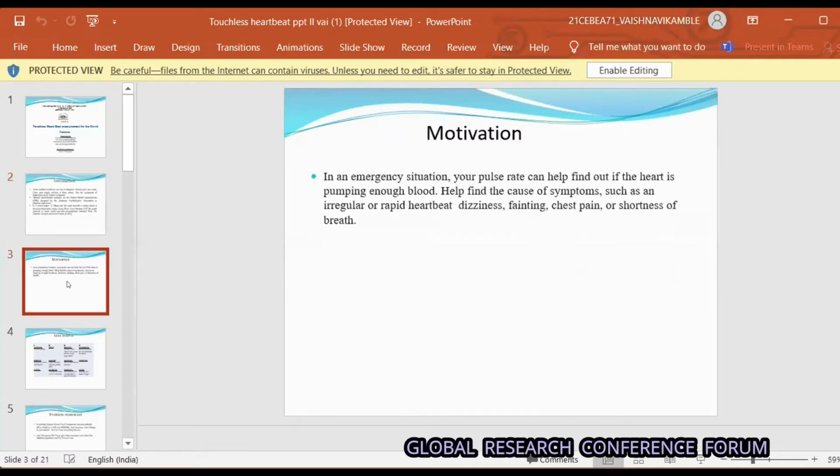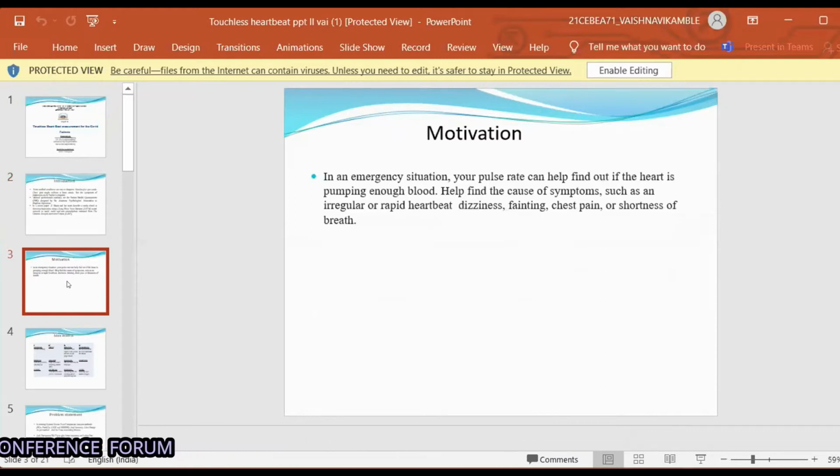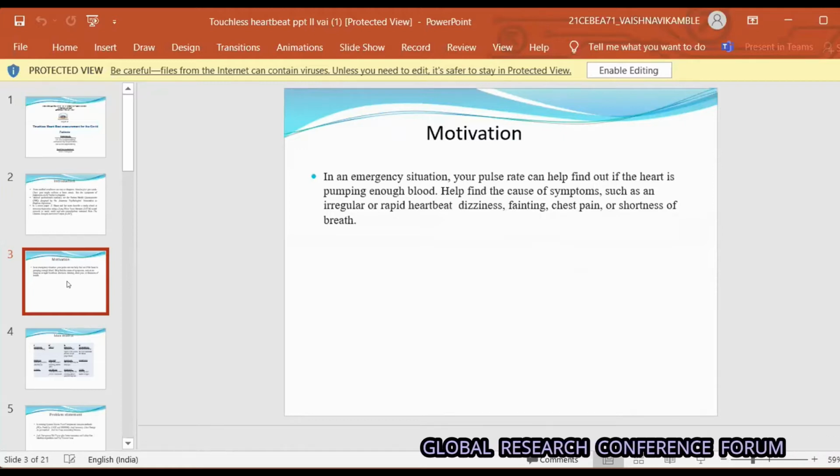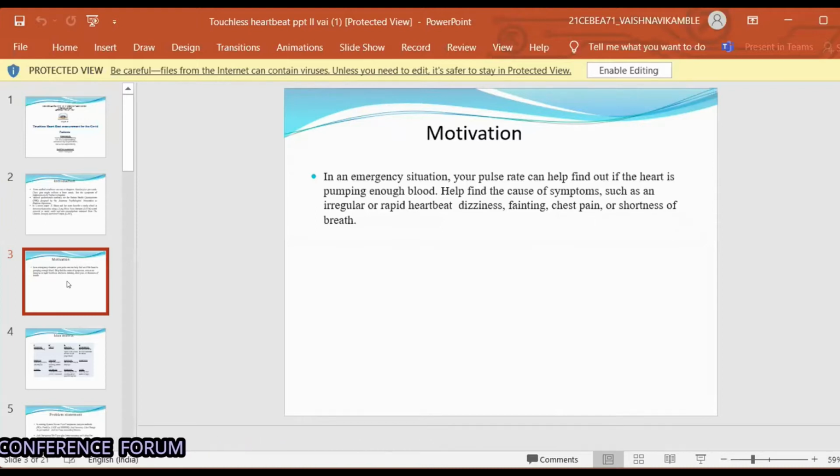dB. The motivation of our project is that in an emergency situation, your pulse rate can help find out if the heart is pumping enough blood. It will help find the cause of symptoms such as an irregular or rapid heartbeat, dizziness, fainting, chest pain, or shortness of breath.